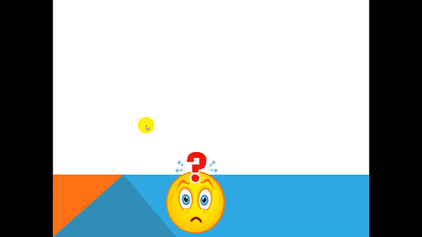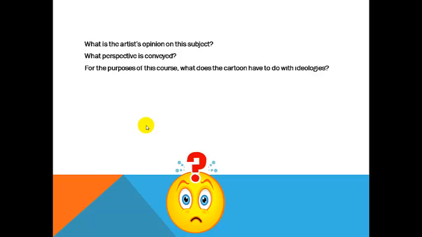Some other ones to think about. What is the artist's opinion of the subject? What is the perspective they're conveying? And for the purposes of this course, what does the cartoon have to do with ideologies? And you can think about if you found the cartoon persuasive or not. Remember, when you're explaining if it's persuasive or not, yes or no is not good enough. You need to have a why. Use examples from the picture to help.